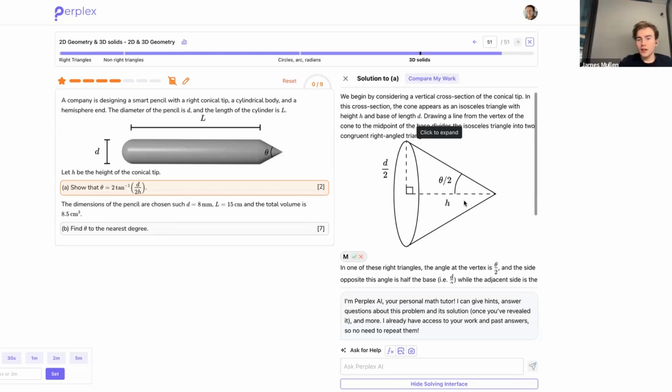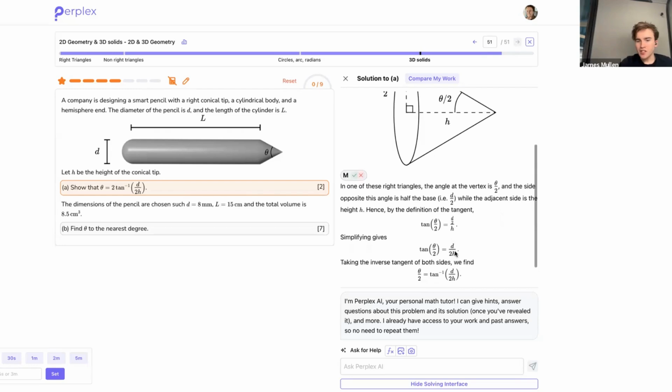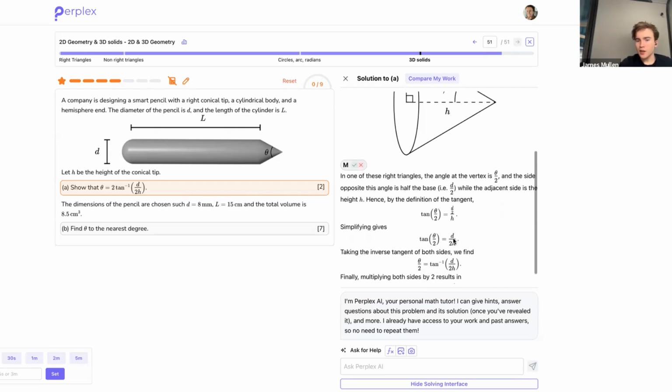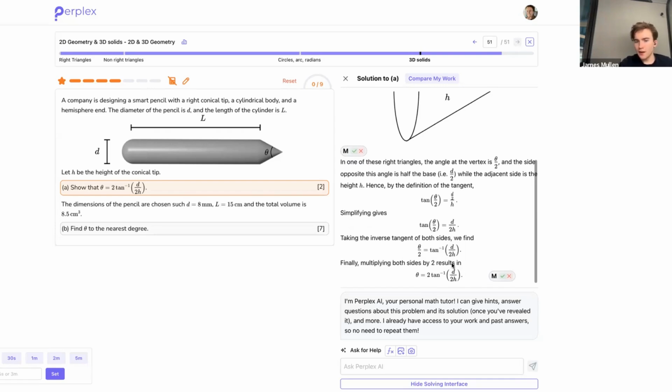And what I can do is realize that compared to the angle theta over 2, d over 2 is the opposite side and h is the adjacent side, which means that tan of theta over 2 is equal to d over 2 divided by h. Then I can rearrange that to say tan of theta over 2 is d over 2h, and therefore theta over 2 is the inverse tan. If I apply tan negative 1 to both sides, I get the inverse tan of d divided by 2h. And then I finally multiply by 2 to get theta is equal to 2 times tan negative 1 of d over 2h. And that answers part A.